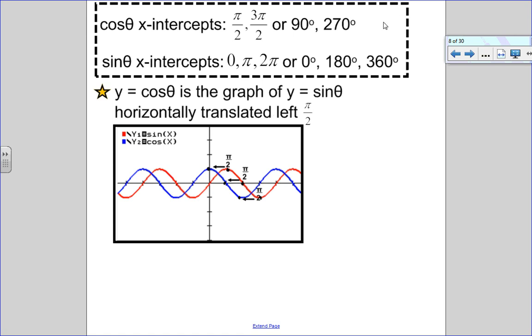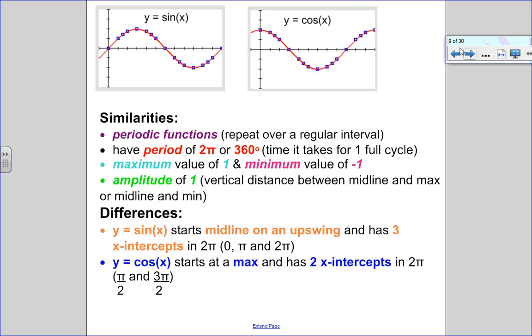So let's look at how they're same and how they're different. So here's the graph side by side. They're both periodic functions, which just means they repeat over a regular interval, and we know that that regular interval is 2 pi or 360 degrees. They both have a max of 1, a min of -1, and that again corresponds to your quadrantal angles on the unit circle. They have an amplitude of 1. Amplitude again is the vertical distance between midline and max, or midline and min.